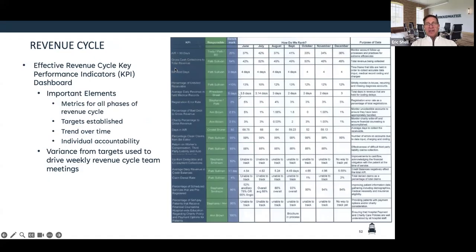Here are the indicators that this hospital looked at, right? AR greater than 90 days. They set a target where they have an individual person responsible. They had targets for each. A lot of these are based on Medical Group Management Association or Healthcare Financial Management Association, HFMA. And then they track their performance over time to give them an idea of where the trend was. When this hospital implemented this, in 6 months they had brought their days from about 80 days down to about 50 days, just through improved measurement.